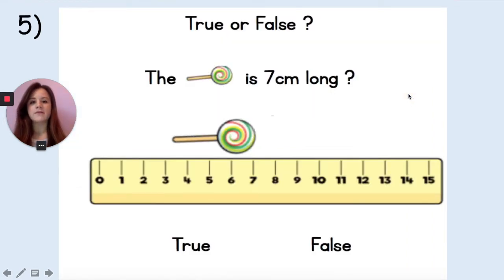Question number 5. True or false? The lollipop is 7 centimeters long. Is that true or is that false? Pause the video to complete this question.